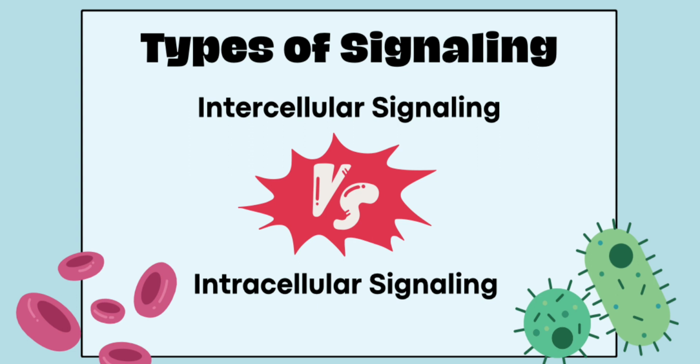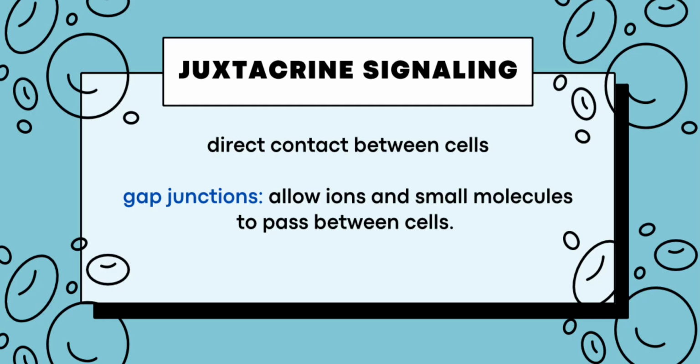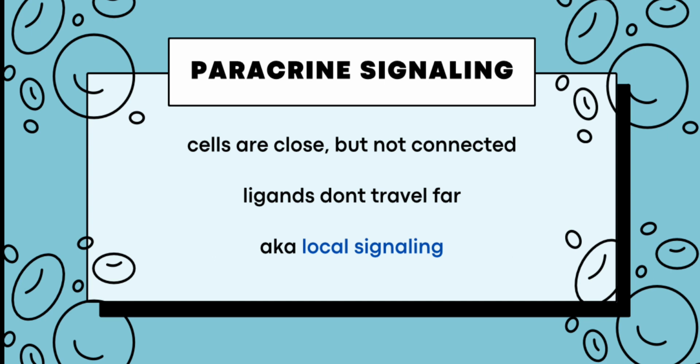When considering intercellular signaling, the distance between the cells is an important factor. To begin with, some cells communicate through direct contact and can even connect through gap junctions. Gap junctions allow for ions and small molecules to pass between the cells. This type of signaling is called juxtacrine signaling. Another example of intercellular signaling is paracrine signaling. Cells in paracrine signaling are close but not connected, which is why this is also called local signaling. Ligands don't have to travel far in this process.